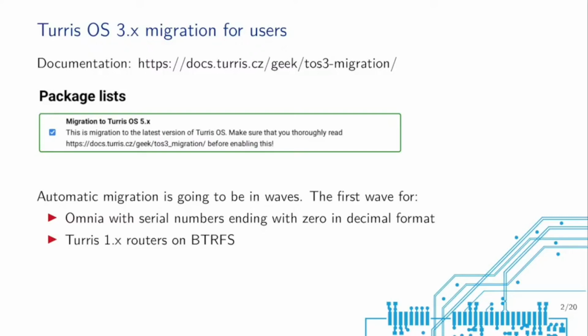Automatic migration is basically around the corner right now. For Omnia, with serial numbers ending with 0, this is going to be tomorrow. And this is also going to include old Turris 1.0 and 1.1 routers, but only if they are running Btrfs. Those routers were only in the Czech Republic. So some of you might get it automatically tomorrow. Some of you can already migrate by enabling the package list, or basically everyone who wants can do that already.